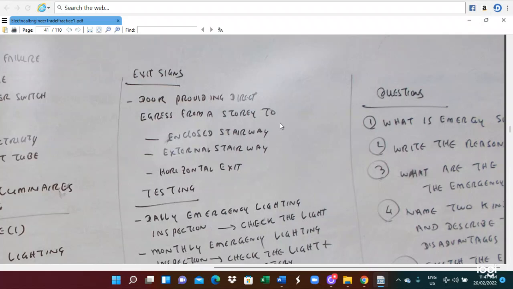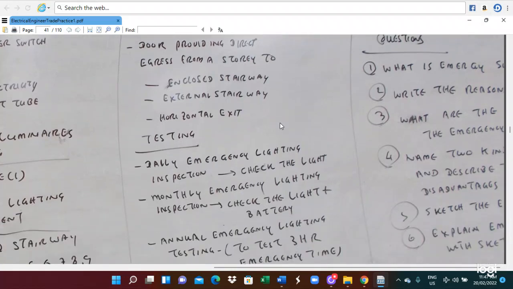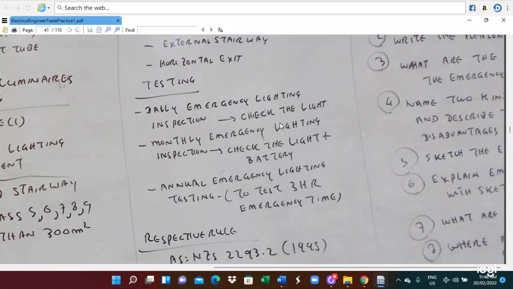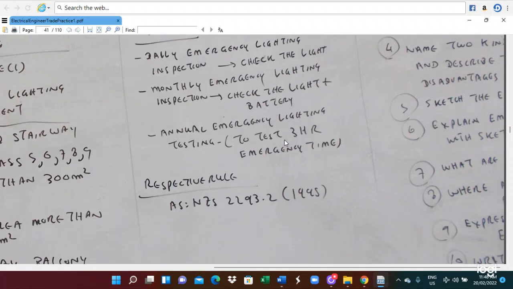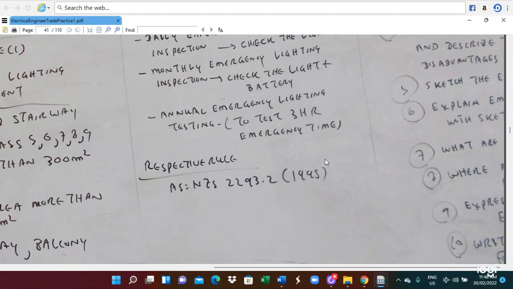So we have to test this emergency lighting. For daily emergency inspection, we have to check the light. For monthly emergency lighting inspection, we have to check the light and the battery. For annual emergency testing, there are 2 tests for the 3-hour emergency light. So those things have to be inspected. And for the respective rules here, we have to utilize AS/NZS 2293.2 1995 edition. So those are the emergency requirements.